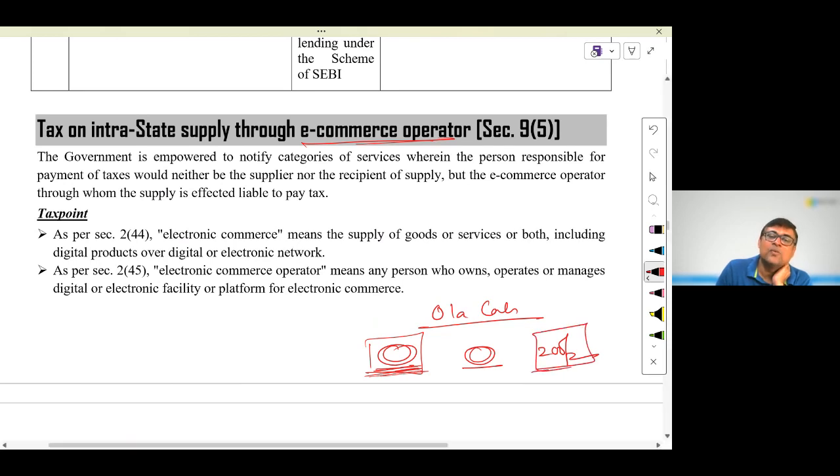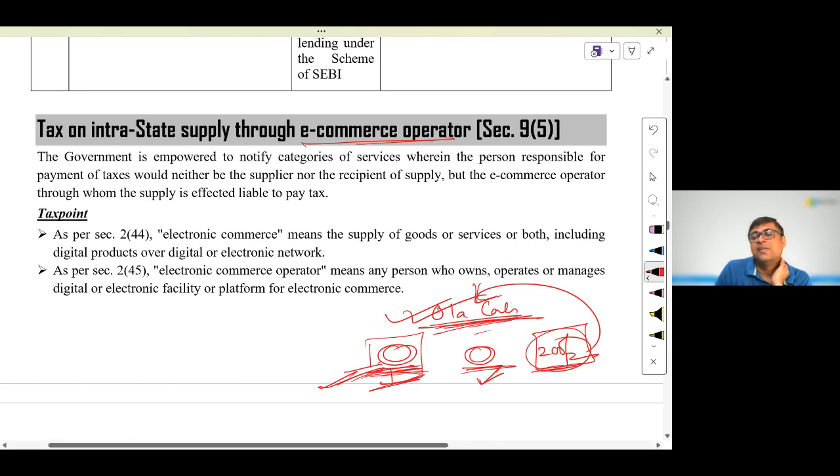Now the question arises: who is responsible to pay GST on this? Ideally, it is supplied by the taxi driver, it is received by me. If it is paid by me, it is a case of reverse charge. If it is paid by him, this is a case of forward charge. But in this situation, a third person, that is the e-commerce operator, Ola cab, is responsible to pay GST on this. This person is responsible to pay GST on this 200. Clear? Few more examples are there.